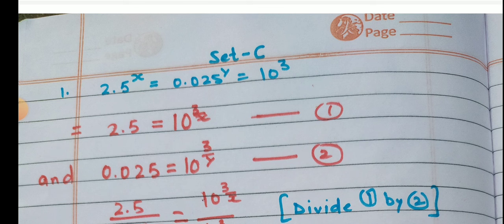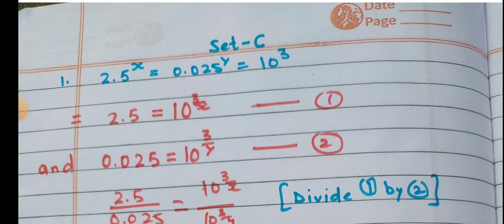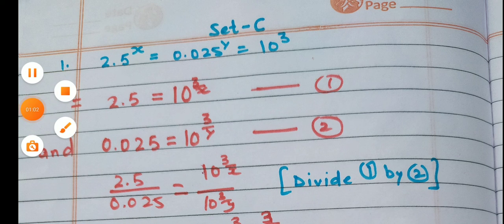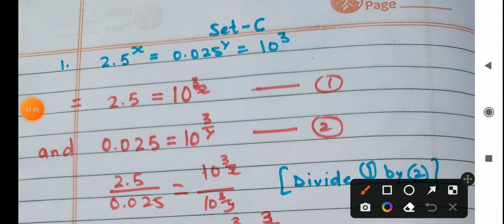Our first question is 2.5 raised to power x. This we can write equal to 10 raised to power 3, and if we shift the x on the right side, this will give you 2.5 is equal to 10 raised to power 3 upon x. This we can call the first equation.